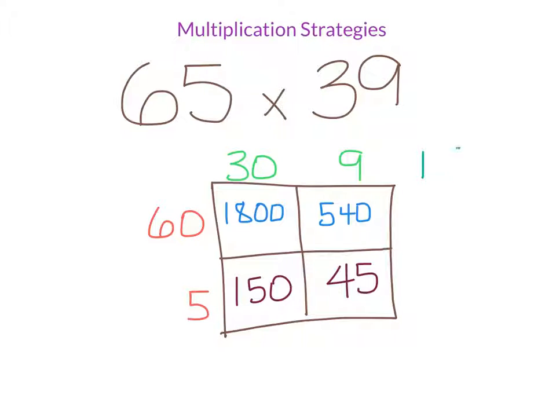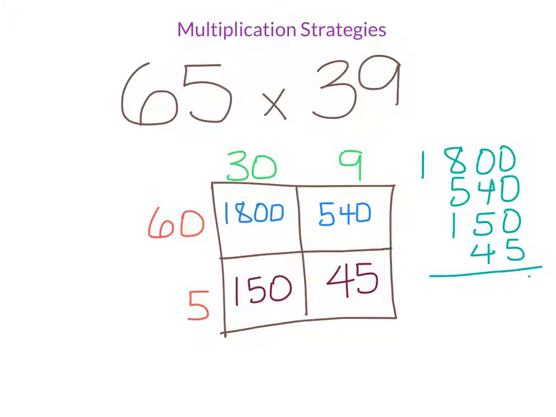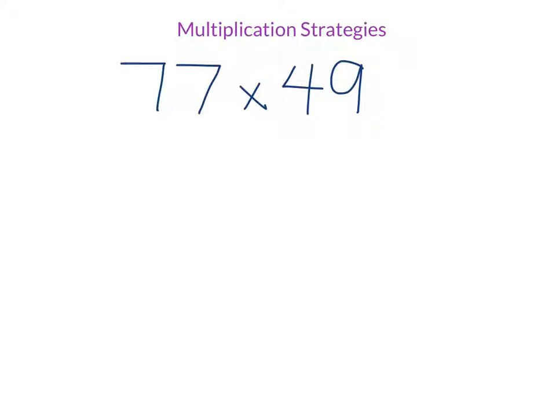So we've got 1,800, 540, 150, and 45. 5 plus 4 is 9, plus 4 is 13. 8, 9, 10 plus 5 is 15. That's 2. So the answer to this one is 2,535. All right, go ahead and solve this one on your own and then come back and check your work.